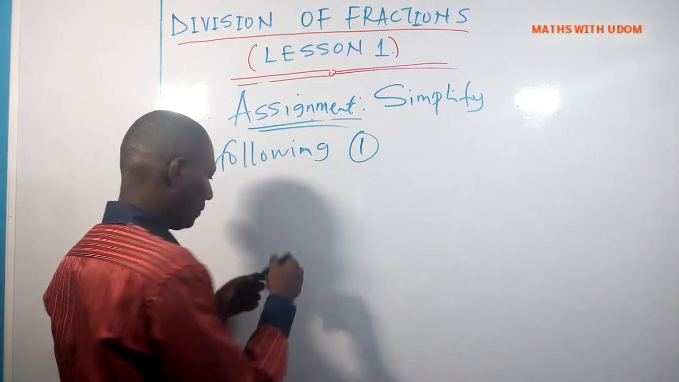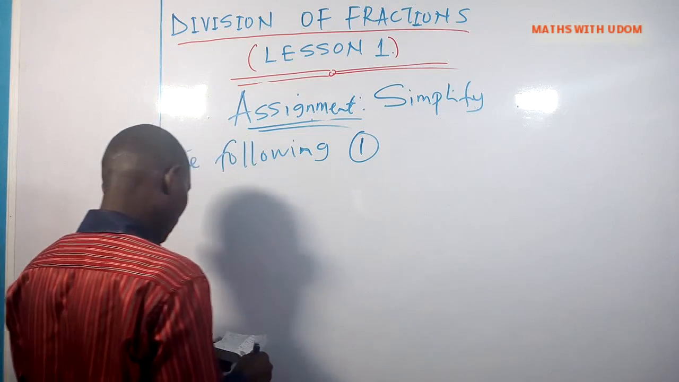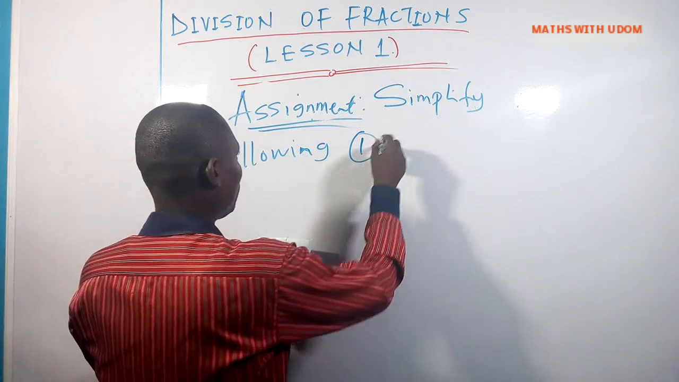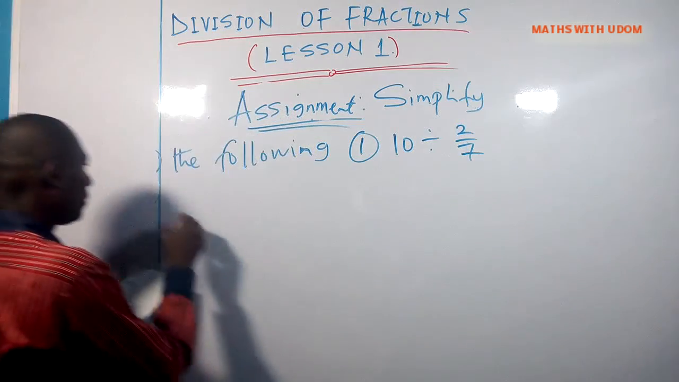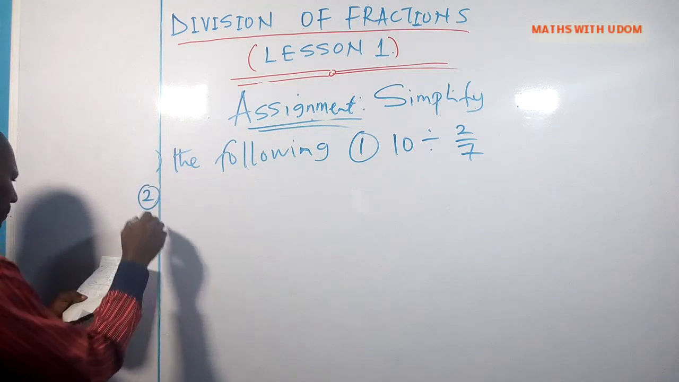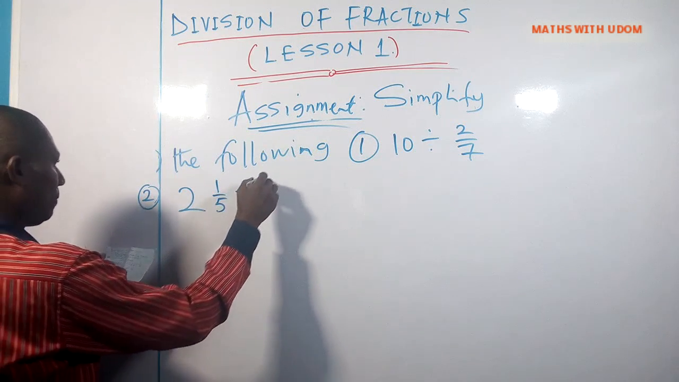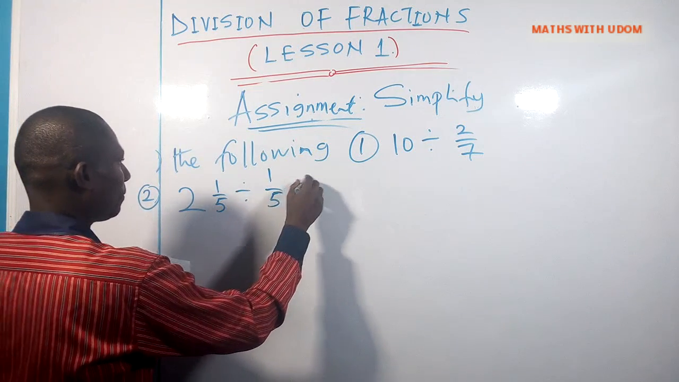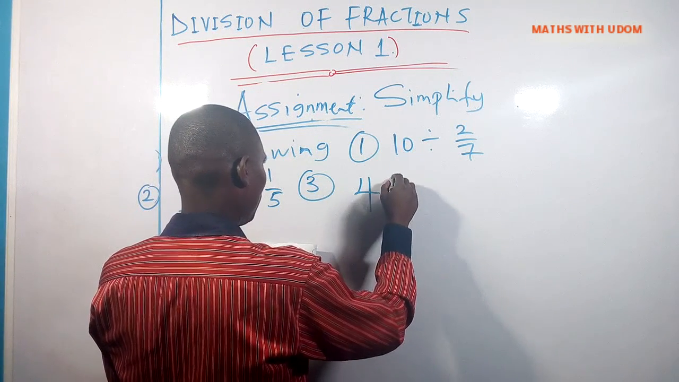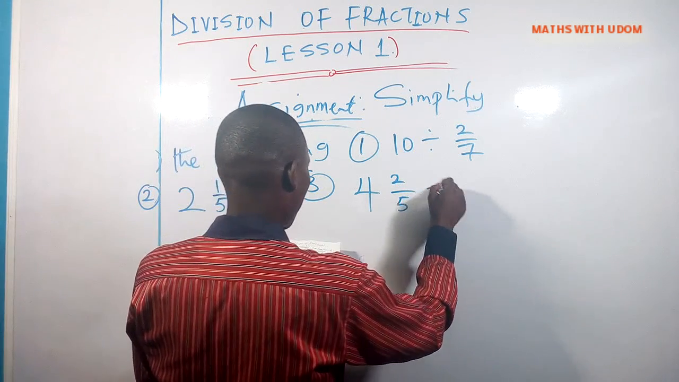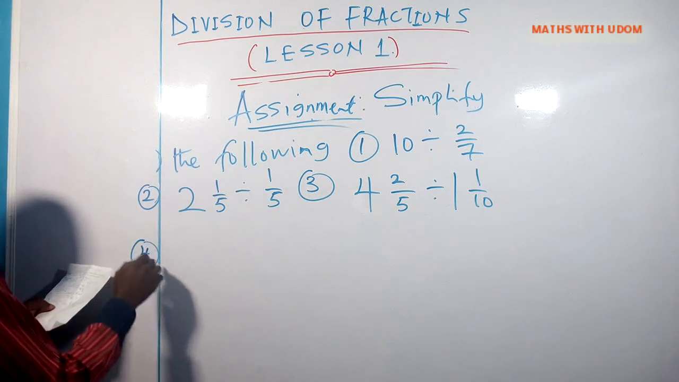Number 1. 10 divided by what? Number 2. Number 3. And lastly, number 4.